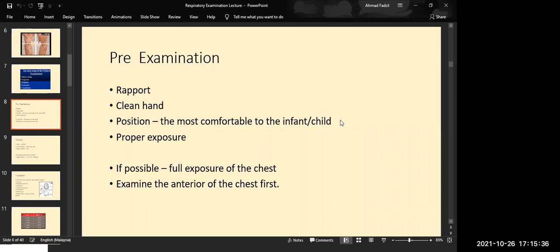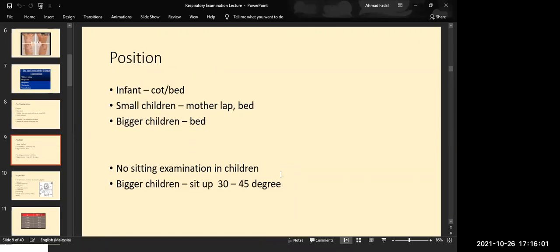Remember that. And then proper exposure. And if possible, do a proper exposure of the chest. Very important to look at the proper exposure of the chest and examine the anterior of the chest first. Examine anterior chest position first. Then after that you examine the posterior.